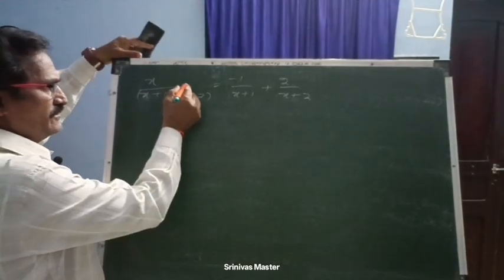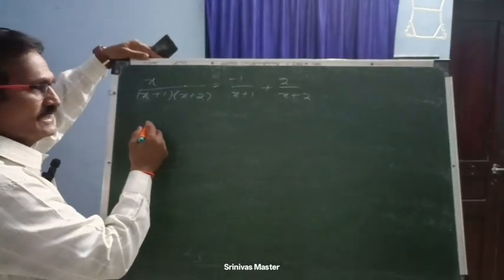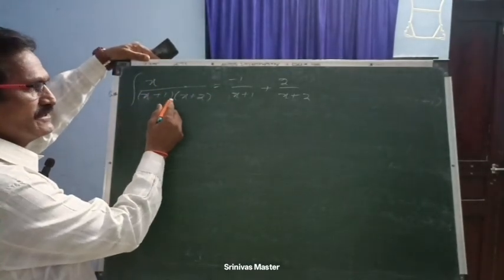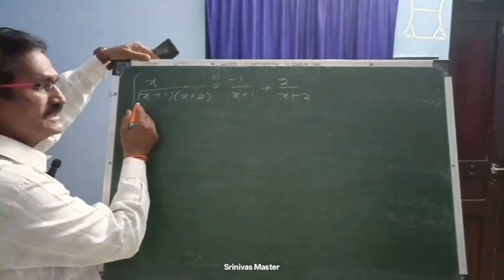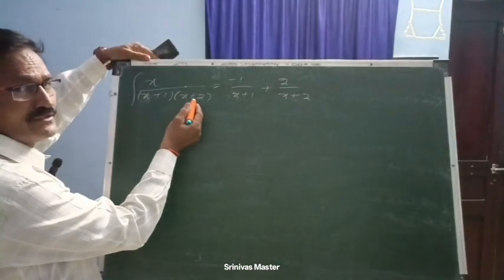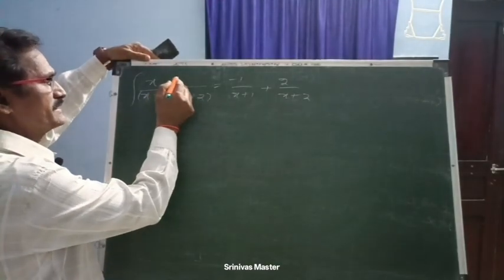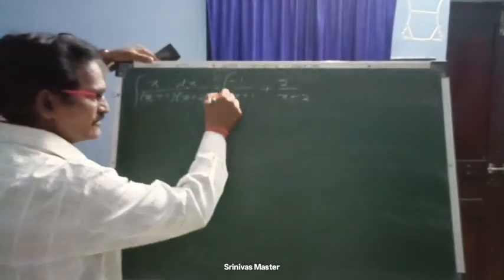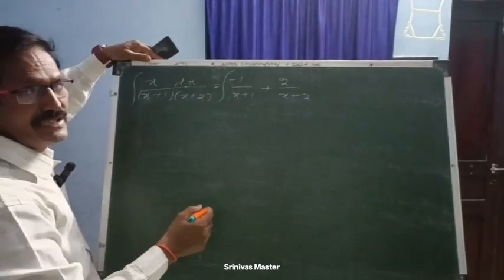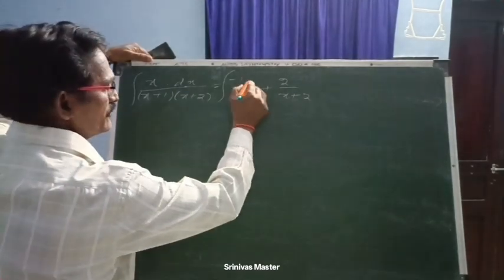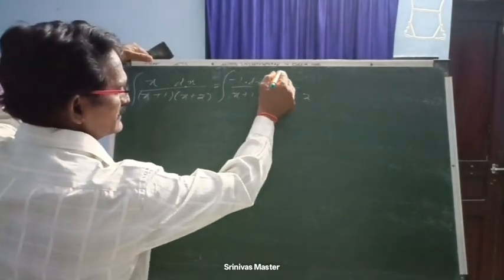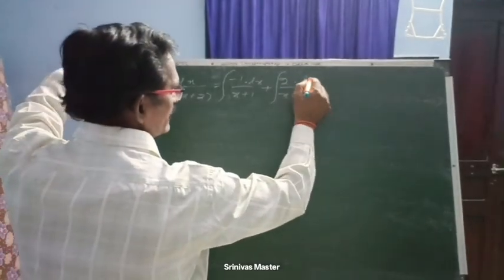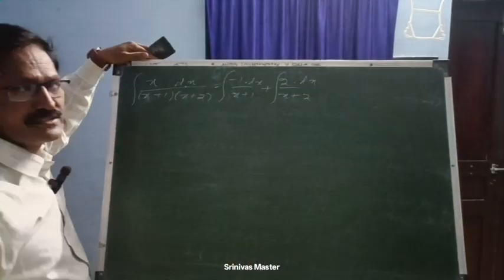So you should apply the integration on both the sides. That means integration of x by (x plus 1)(x plus 2). Whenever you apply the integration with respect to x, that means into dx. The same way here also, integrate minus 1 by x plus 1 into dx, plus 2 into dx by x plus 2.